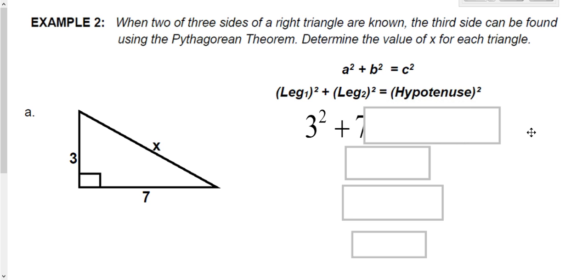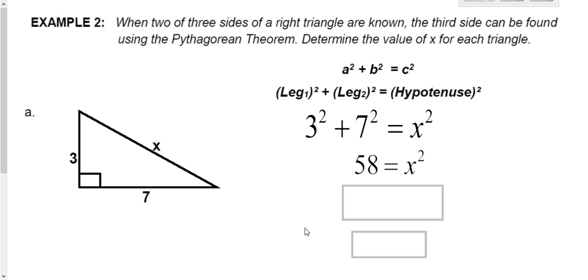One of the most common mistakes is not to raise everything to the second power. You got to take this side, how big it is, to the second power. 3 squared means 3 times 3, which is 9. So I usually just put this into my calculator and get one answer for it. I'll put in 3 squared plus 7 squared, hit enter, and that equals 58. Now we know 58 equals x squared. We want to know what x is.